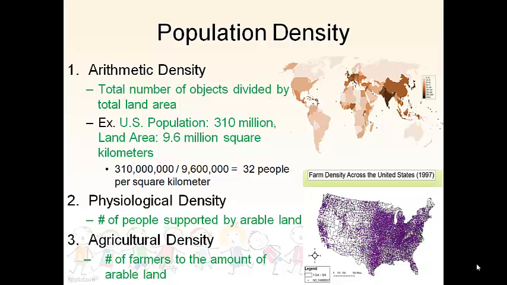Then you have physiological density, which is the number of people supported by arable or farmland. And then you have, last but not least, agricultural density, which is the number of farmers to the amount of arable land or farmland. All these three densities play a role in how a country can sustain a population. Now, are more developed countries, MDCs, better off than less developed countries, LDCs, because of these three types of density? Does more of a population help the economy? Does it hurt the economy? Well, you know what? We're going to get into all that in the next week or so. That's it. I will see you in class.